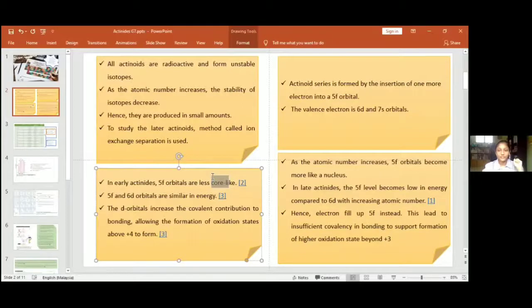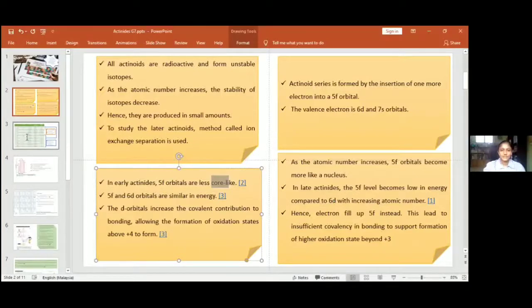So that's why your 5f orbital will become more core-like, and your 5f level becomes lower in energy compared to 6d. So electrons will fill up 5f first, and that's why you can only support up to an oxidation state of +3. Beyond that, it cannot support.